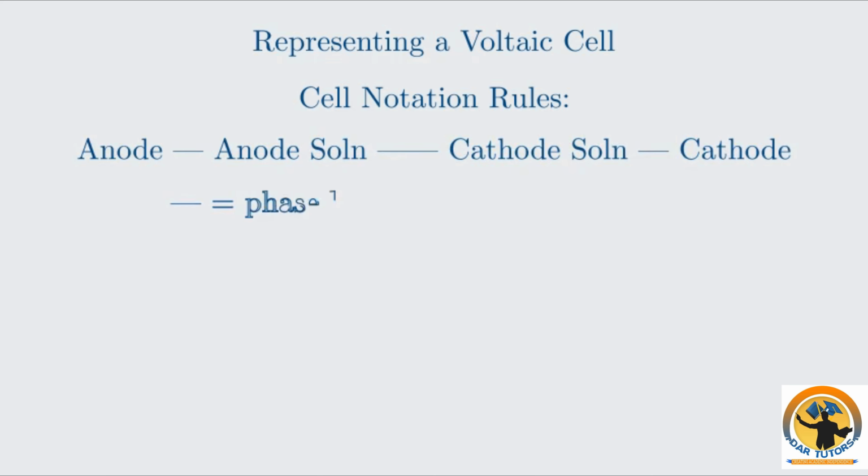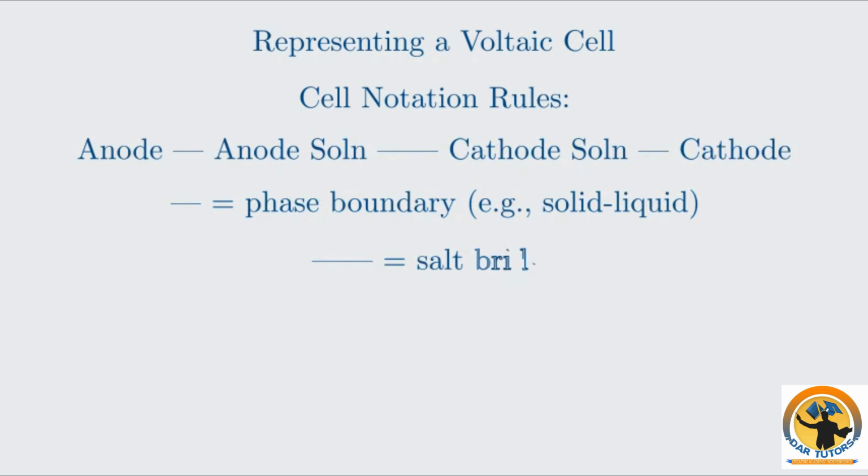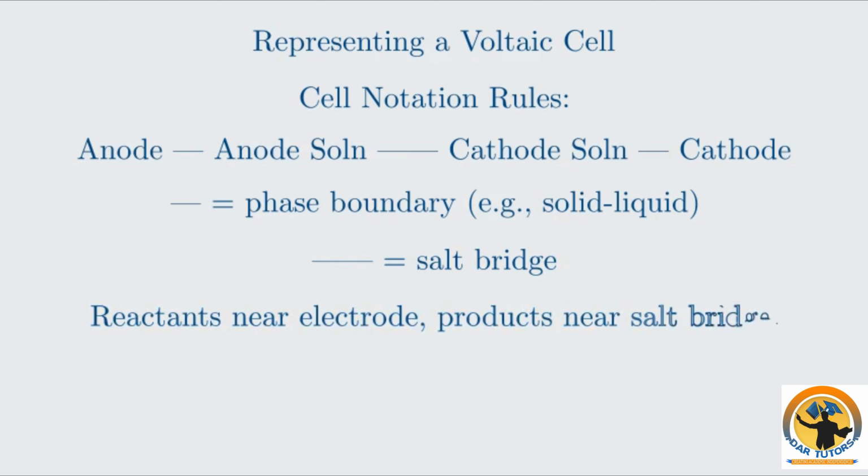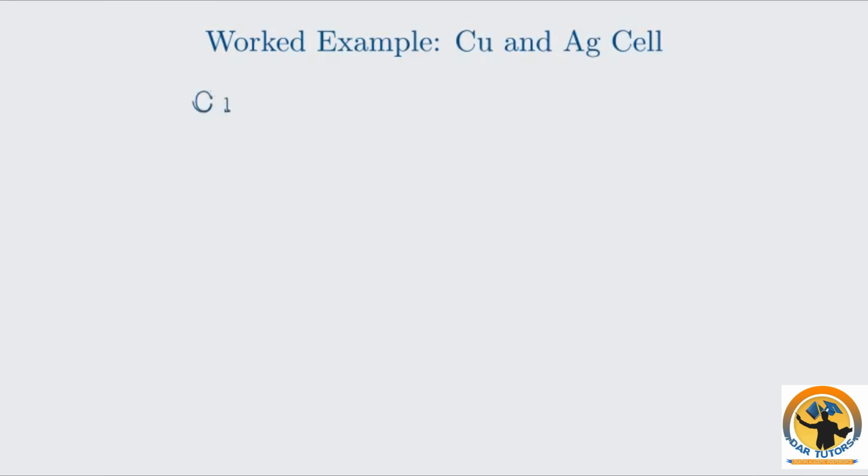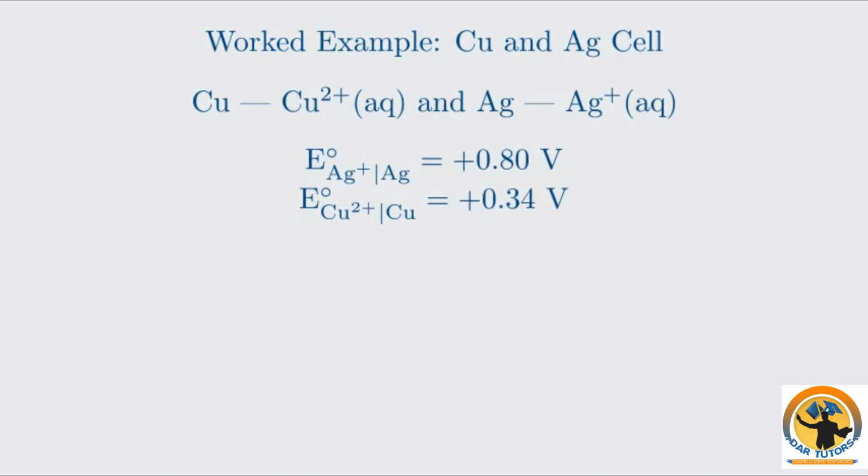A single vertical line represents a phase boundary, for example, between a solid metal electrode and its aqueous ion solution. A double vertical line, known as a salt bridge, separates the two half cells and allows ion flow. Reactants for a half cell are on the electrode side, and products are on the salt bridge side. Let's apply these rules to an example. Represent the cell obtained by combining copper and silver half cells.